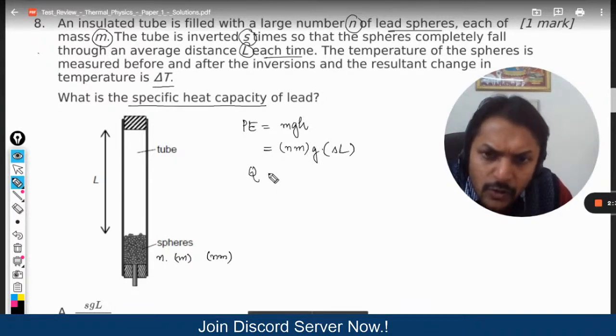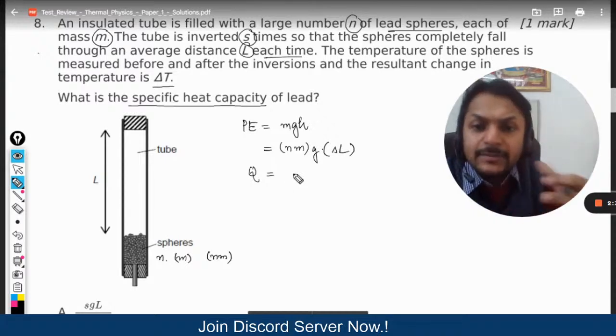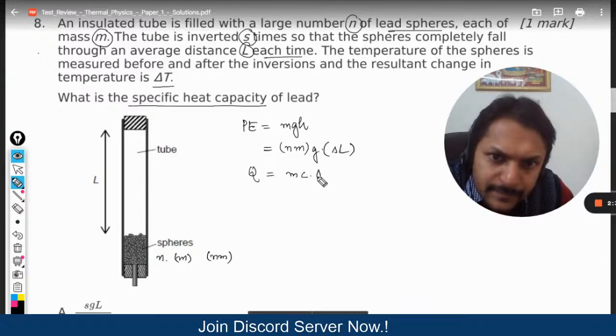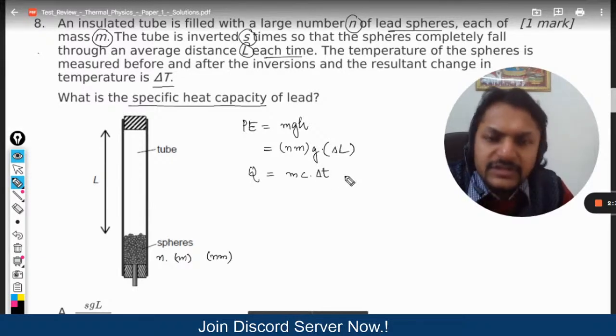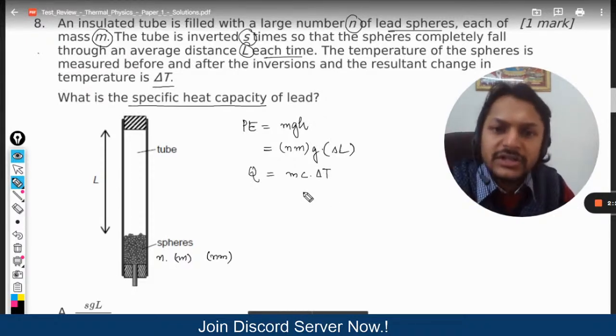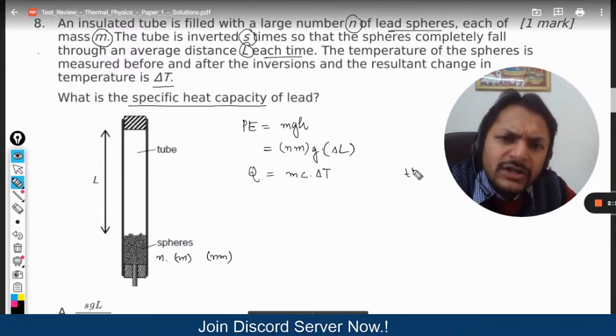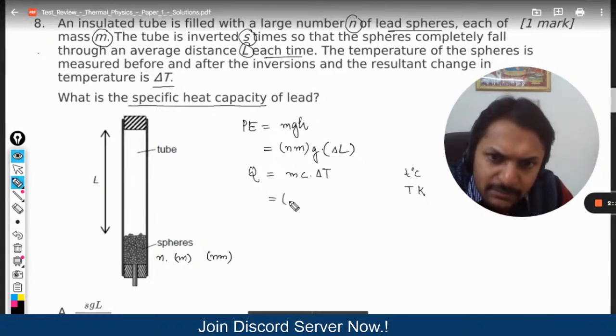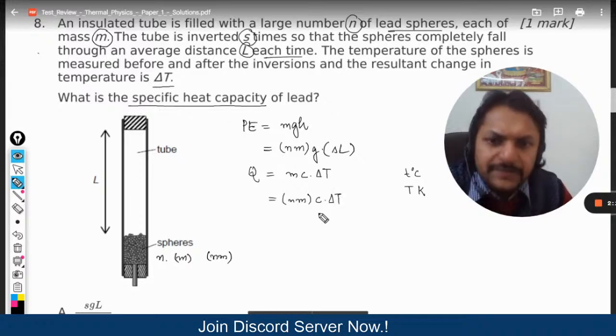And what is the formula for the heat that was absorbed? That is mc delta T. T can be taken in Kelvin or in absolute terms also, so you can write capital T as well as small t. Whenever we write small t, generally it is degree C, and when we write capital T, generally it is Kelvin. So now what is the mass? Mass will be n into m, so n m c into delta T.